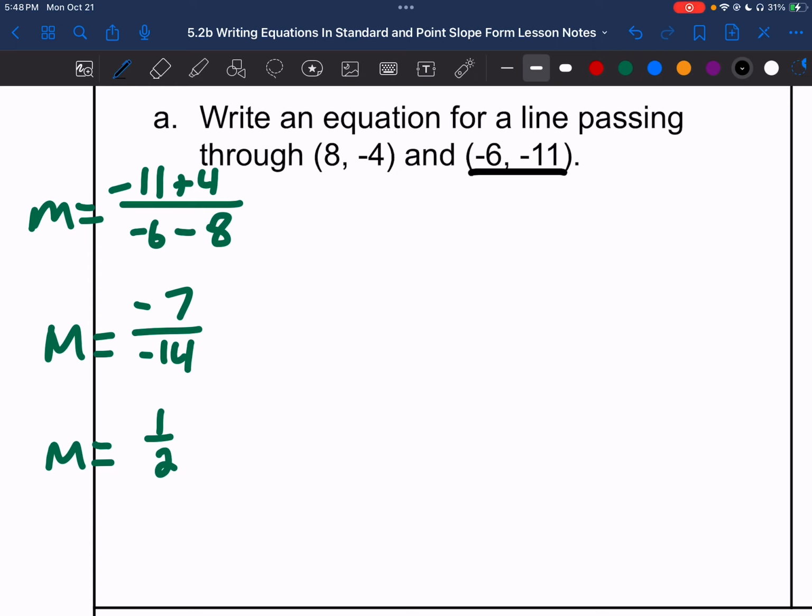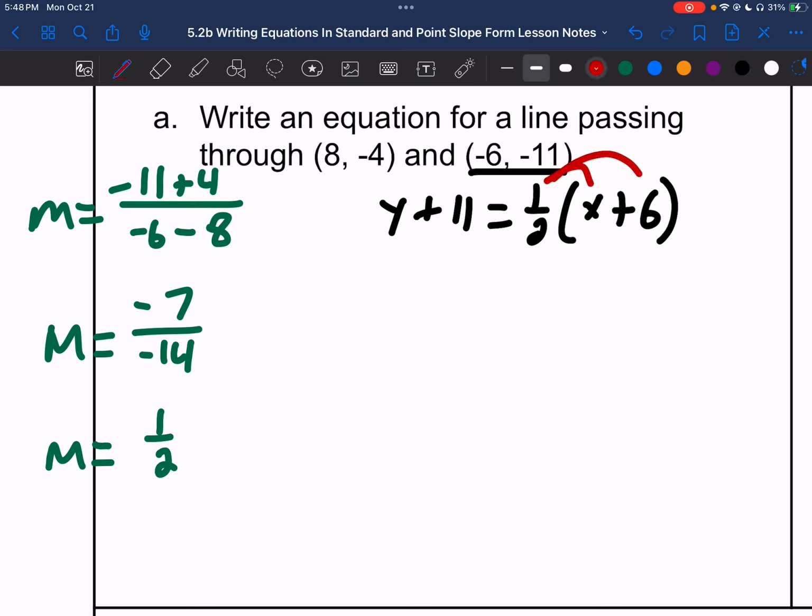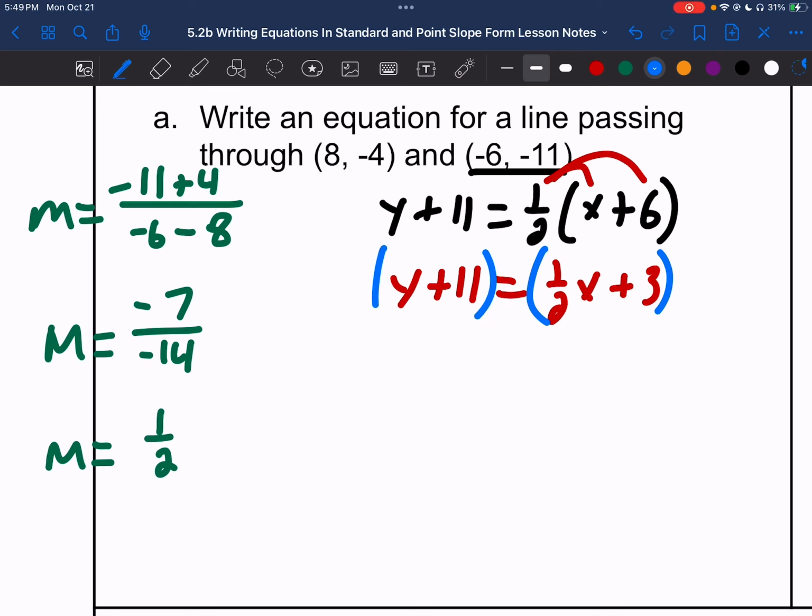I'm going to pick the second ordered pair. So we have y plus 11 is equal to 1/2 times the quantity x plus 6. So step number 1, distribute. We get y plus 11 is equal to 1/2 x plus 3. So my next step, I want to multiply both sides of my equation by something that'll get rid of the fraction. We're going to multiply both by 2.